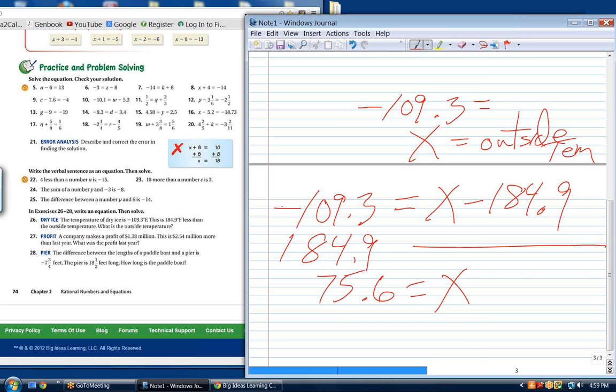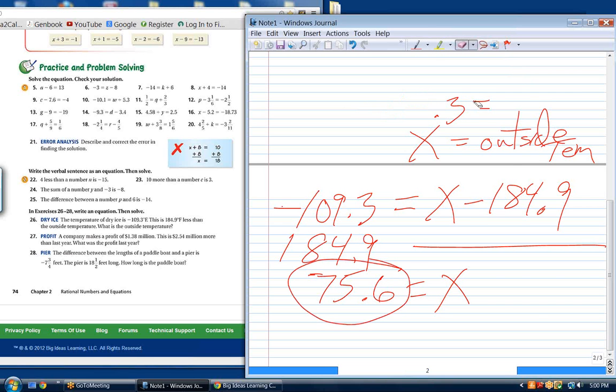You would get, yeah, yours is right, 75.6. Okay, so now let's see if that makes sense, because one thing you should always do when you've solved a problem like this is test it and see if it makes sense. Is the temperature of dry ice 184 degrees less than 75.6?